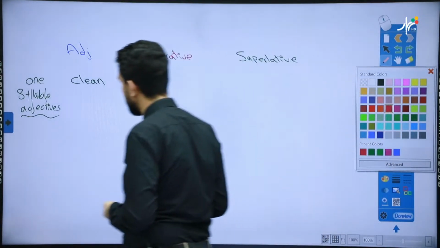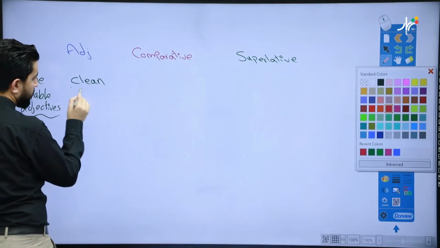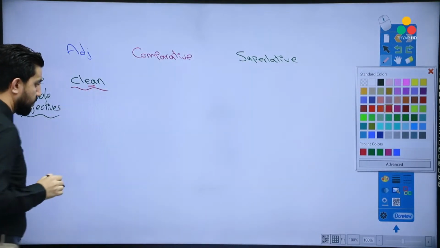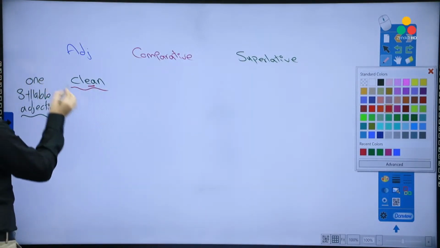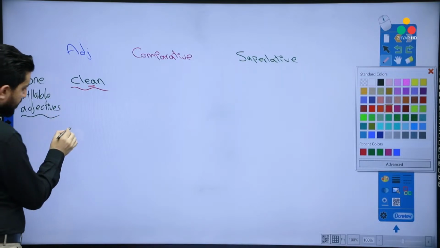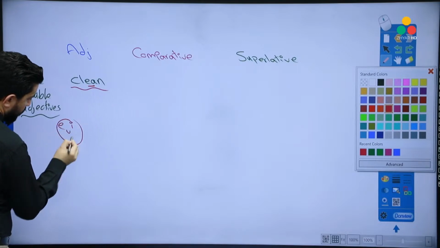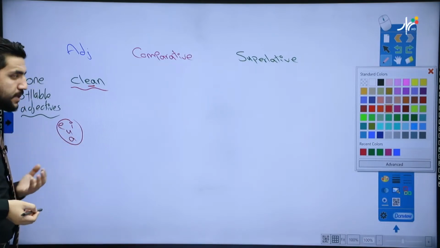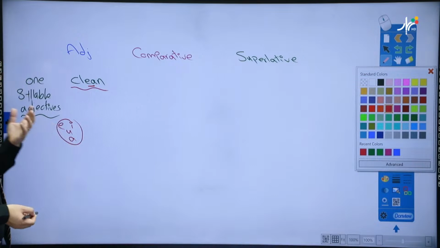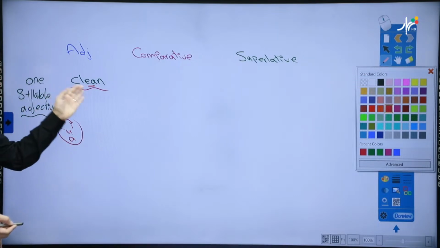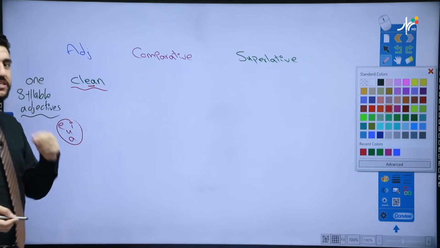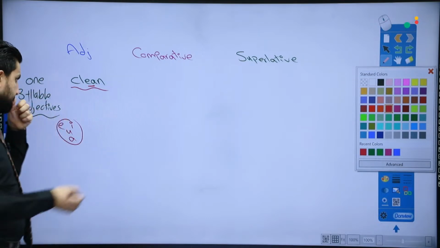Okay, take a look. Since we have the word clean, look here, we have vowels. Do you know the vowels? The vowels are these: O, E, I, U, A. These are the vowels. So we are talking about vowel sounds. Here, for example, the word clean, does it have one syllable or two syllables?